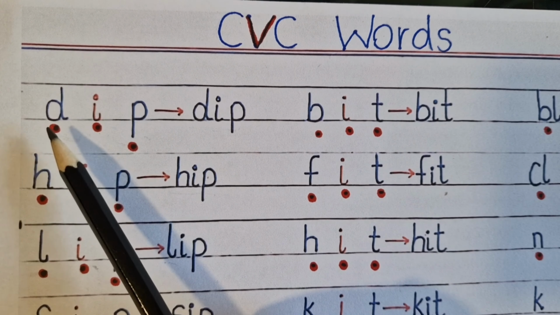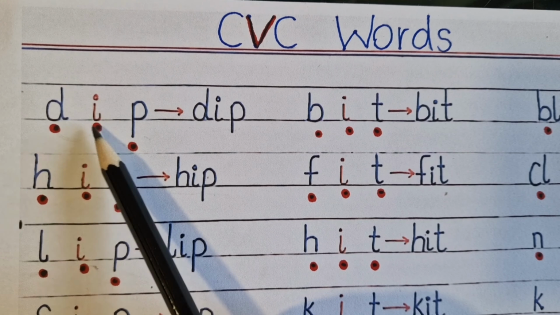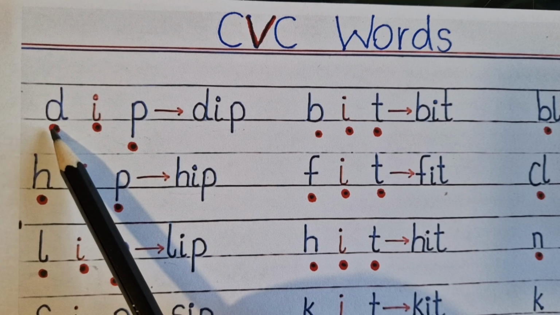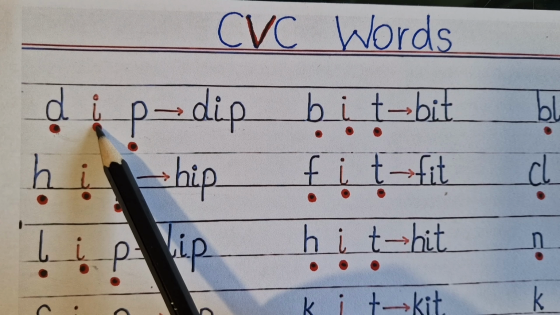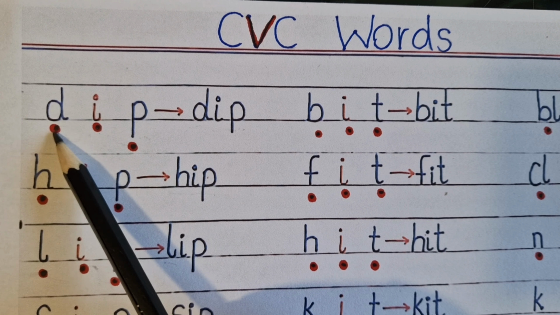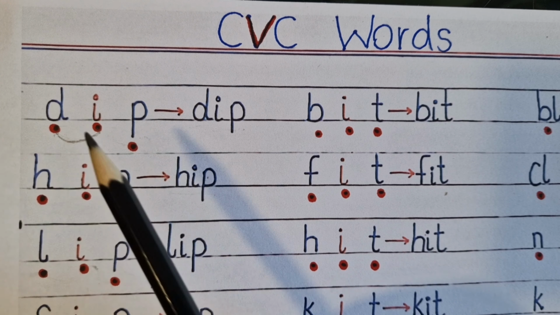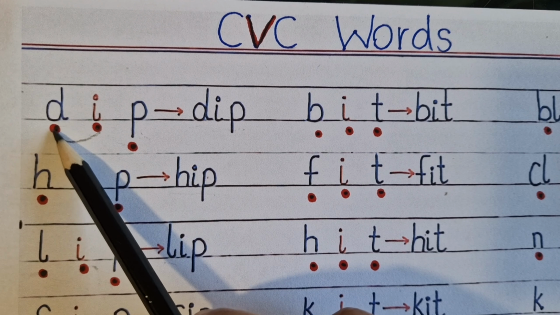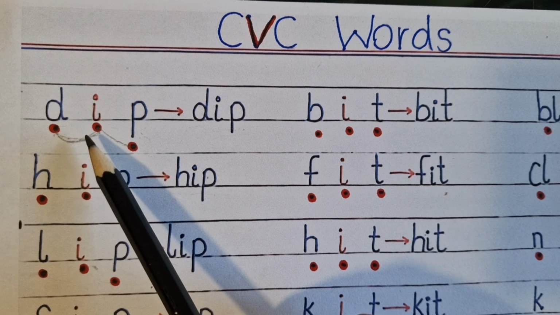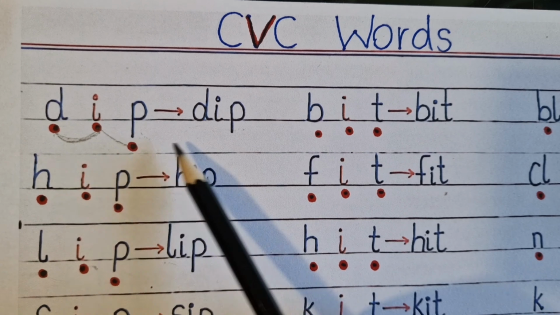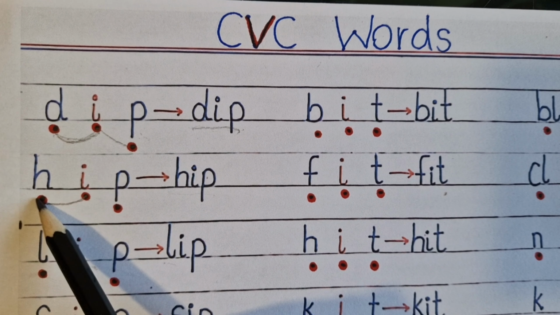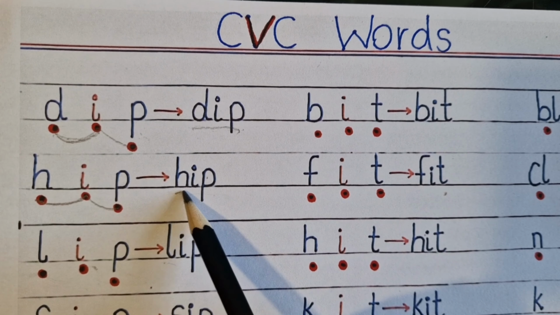So my dear friend, first we will blend two letters and then we will blend three letters together and make a new word. Let's learn with me. The first sound is D, and here this is vowel I. Di, dip. The third sound is P. Dip. Can we say even faster? Dip. Next word is H, i, p, hip.